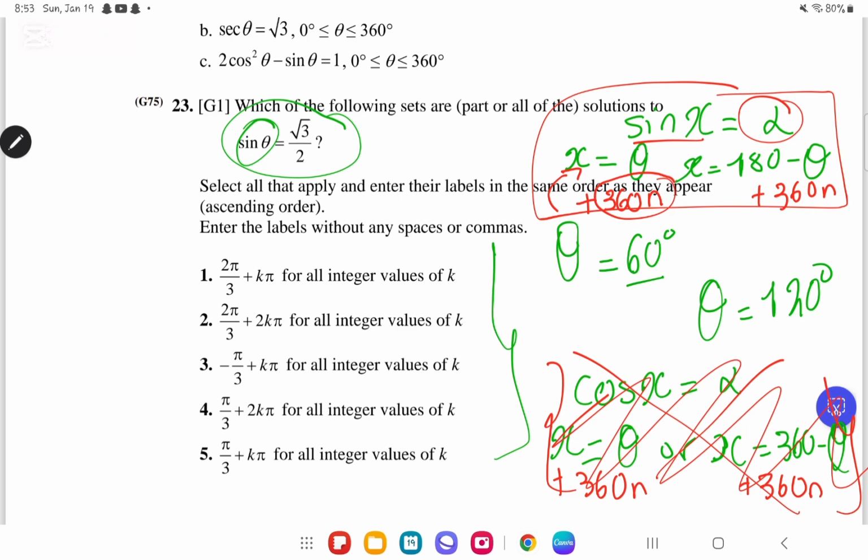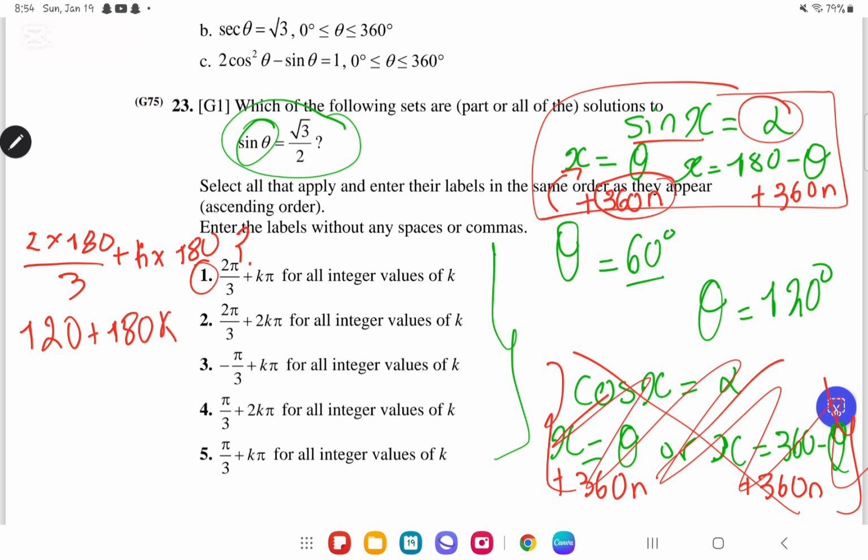Now, let us check. They told us that a possible answer is 1, which is 2 pi over 3 plus k pi. Remember, substitute always the pi by 180, so it's 2 times 180 divided by 3 plus k times 180. So 120 plus 180k. Did we ever take that we add 180? No, definitely not. So 1 is wrong.